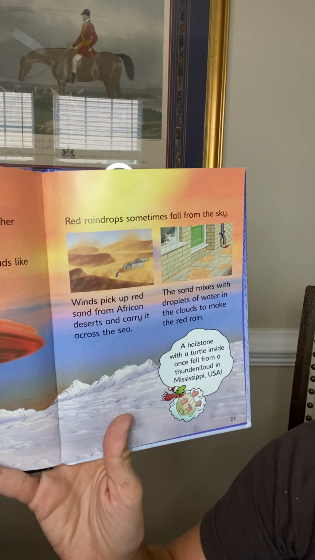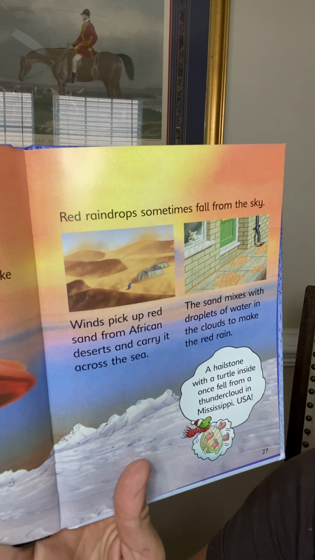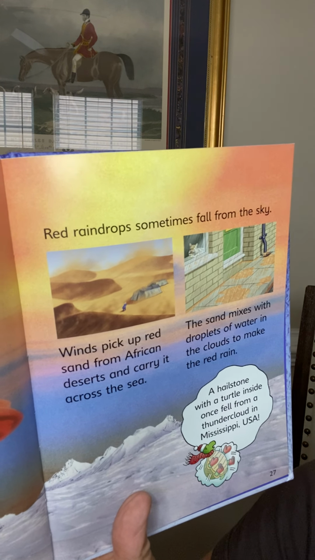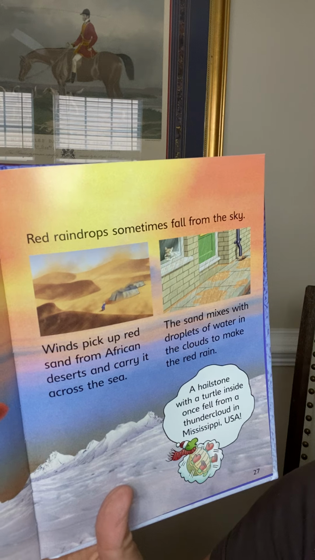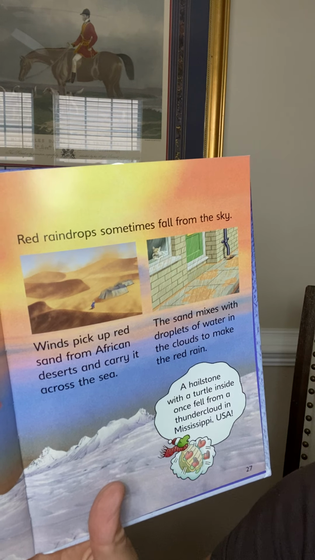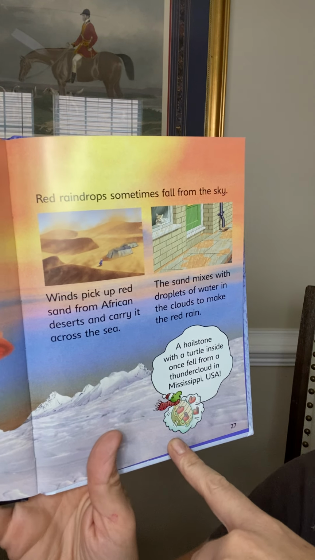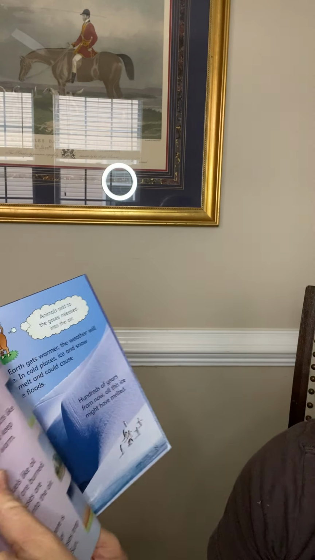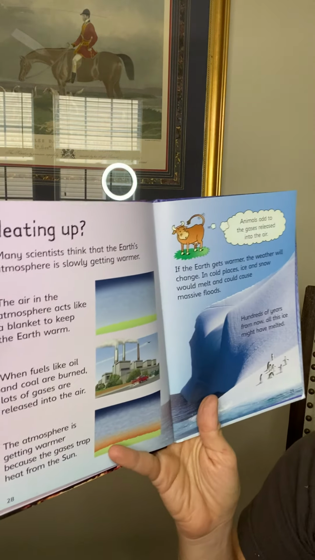Red raindrops sometimes fall from the sky. Wind picks up red sand from African deserts and carries it across the sea. The sand mixes with droplets of water in clouds to make the rain red. A hailstone with a turtle inside once fell from a thundercloud in Mississippi in the United States. Boy, that's interesting.